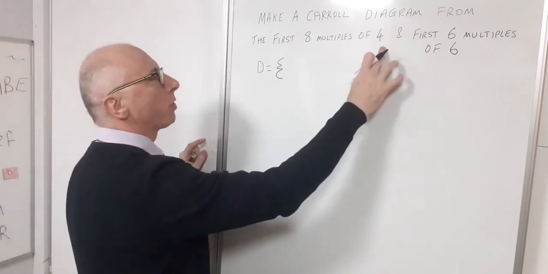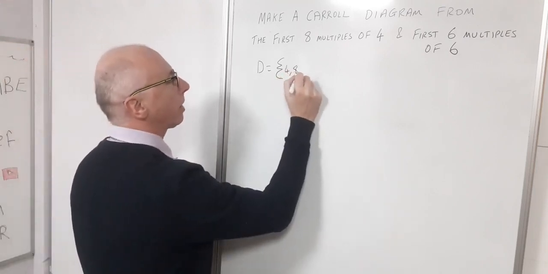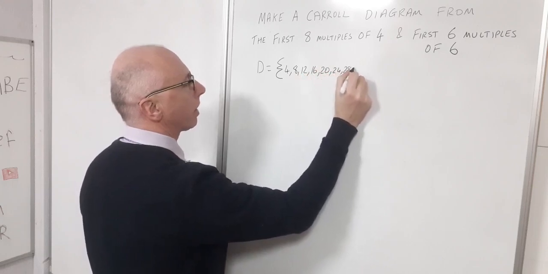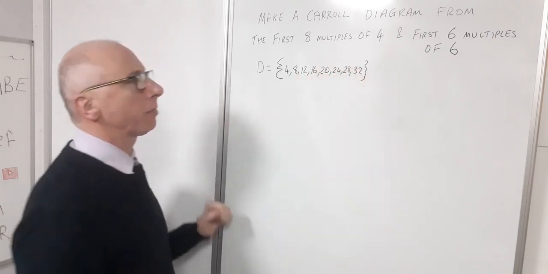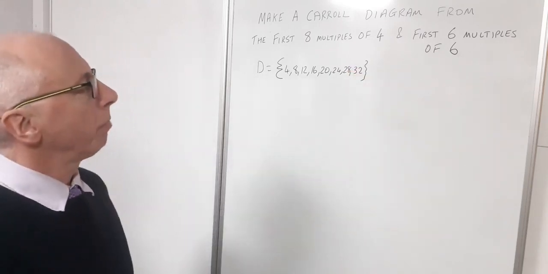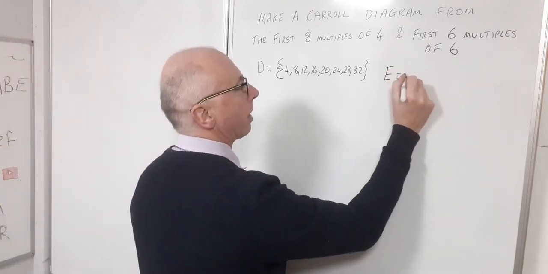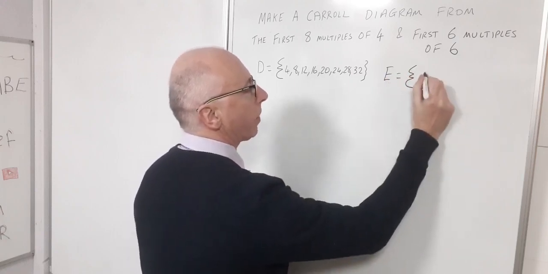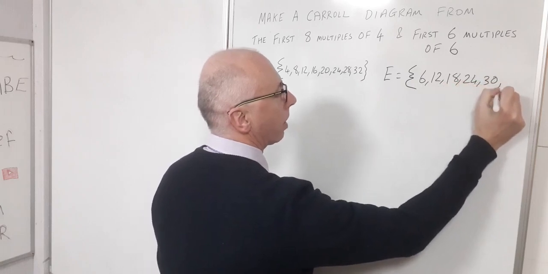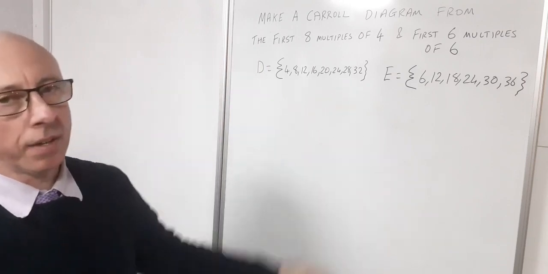So the first 8 multiples of 4, so that's the first 8 results of the 4 times table basically. So 4, 8, 12, 16, 20, 24, 28 and 32. That's my set D. And then the second part is the first 6 multiples of 6. Basically the first 6 results of the 6 times table. So let's call that set E. So basically first 6 results of the 6 times table is as follows. So just check you've only got the first 6 ones in there and the first 8 ones in here.